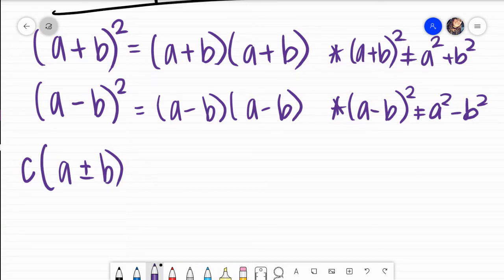So what this would mean is that, like I said, there'll be two different ways that this can be written. I could do C, and then I'm going to go ahead and expand this.